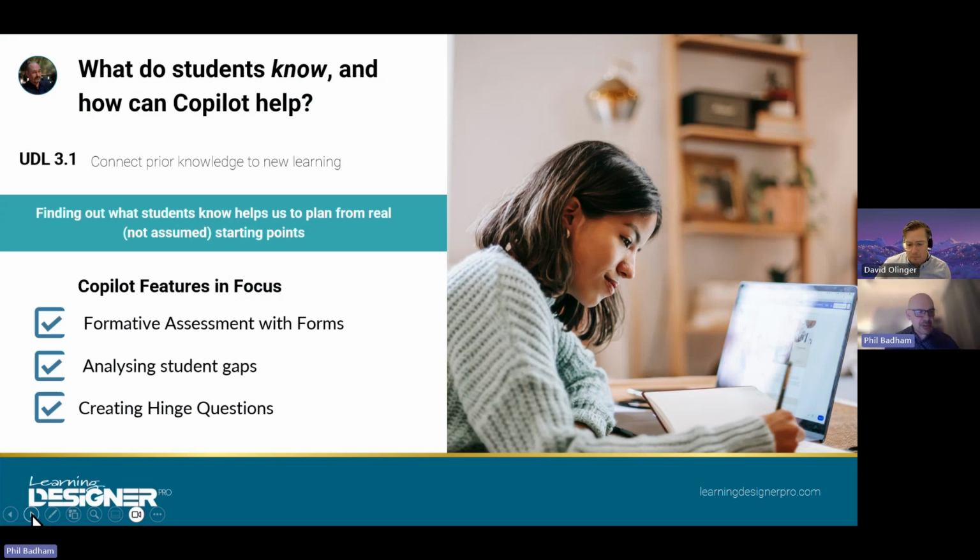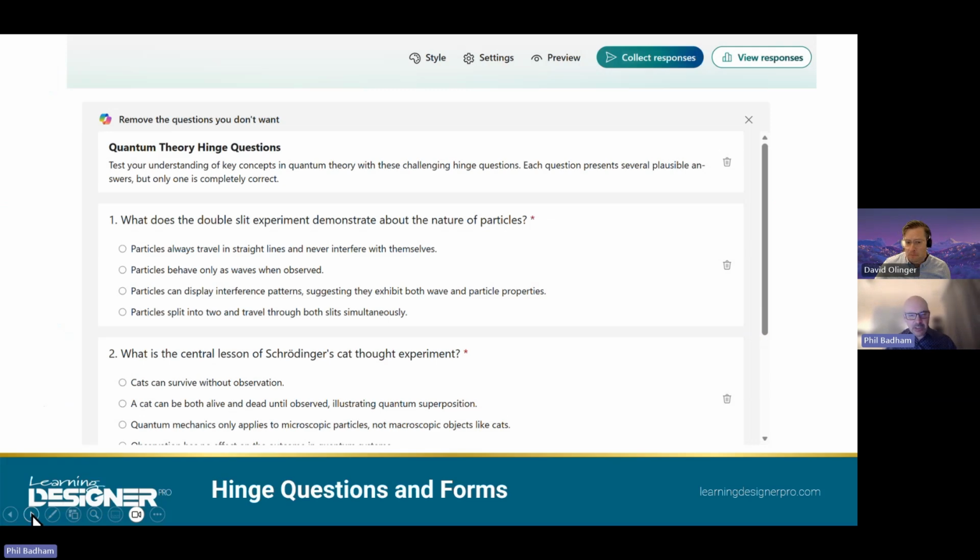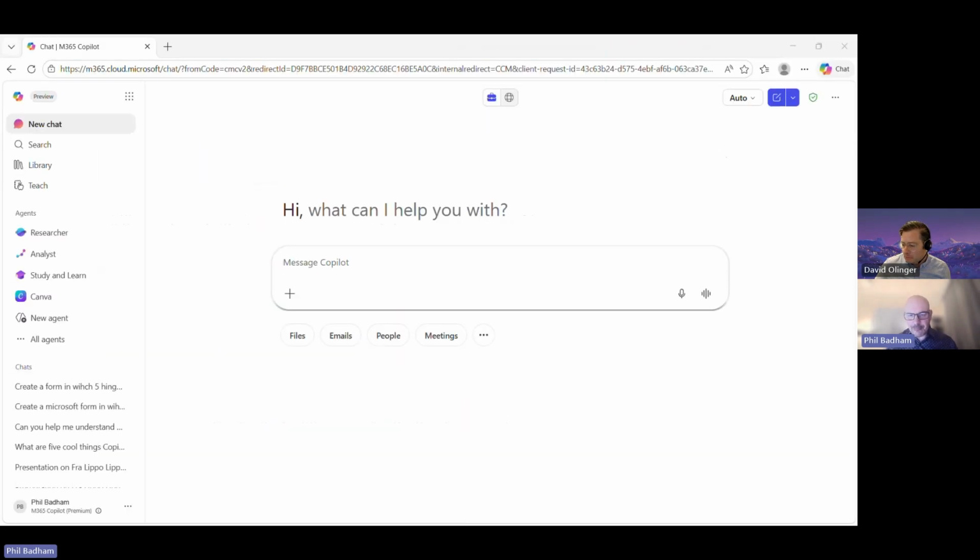Well, Copilot also exists within Forms. The features that we're going to be focusing on here are how formative assessment can work when we use Copilot with Forms, and how we might analyze student gaps with how we prompt Copilot in that situation. And I'm going to be looking at a particular example of how we might create hinge questions in this instance. So I'm just going to drop into the chat.